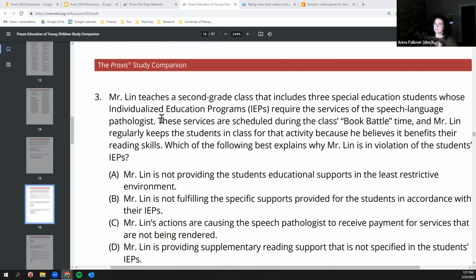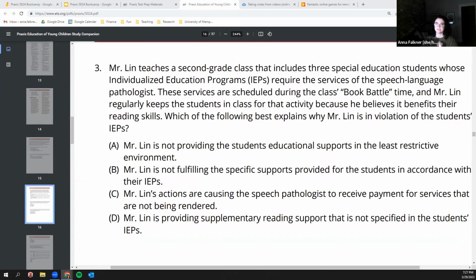All right. Number 3 with Mr. Lin. Mr. Lin teaches a 2nd grade class that includes 3 special education students whose individualized education programs, or IEPs, require the services of the speech-language pathologist. These services are scheduled during the class's book battle time, and Mr. Lin regularly keeps the students in class for that activity because he believes it benefits their reading skills. Which of the following best explains why Mr. Lin is in violation of the students' IEPs? Dang, Mr. Lin, watch out.